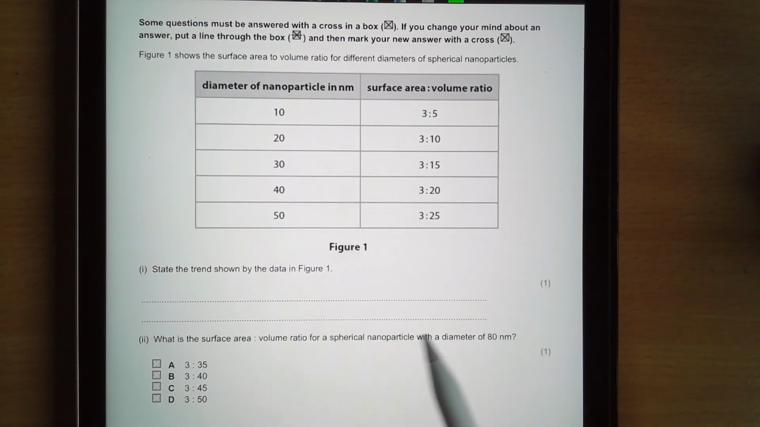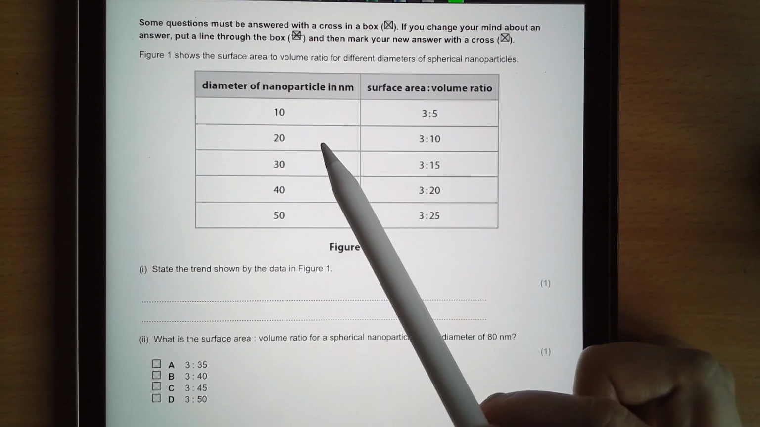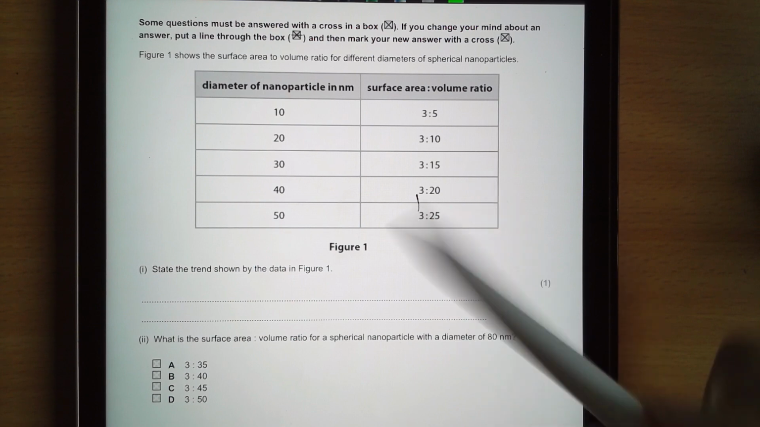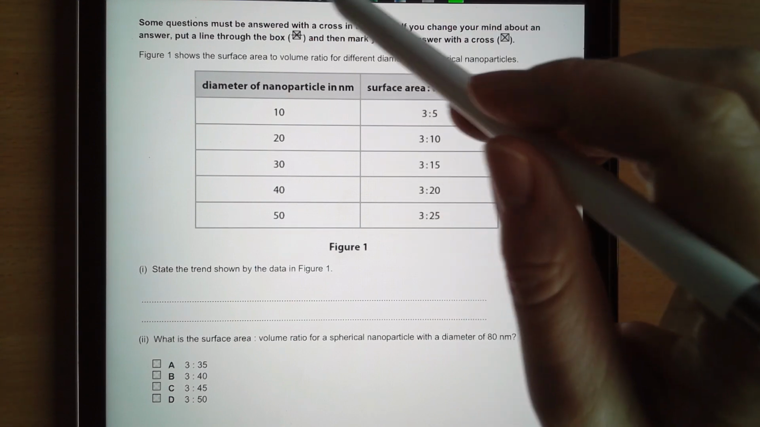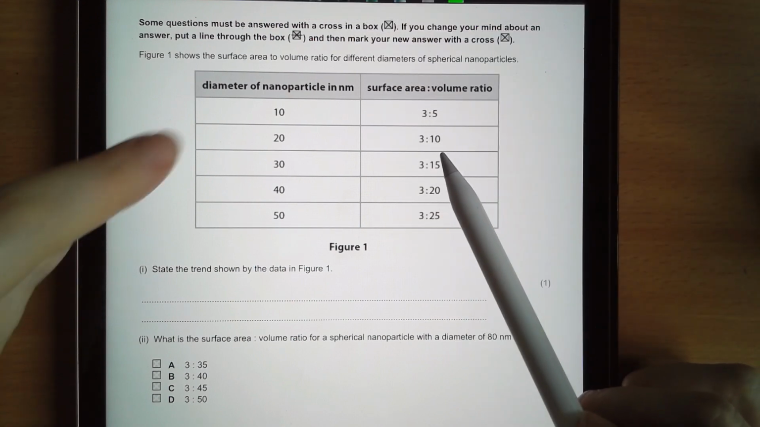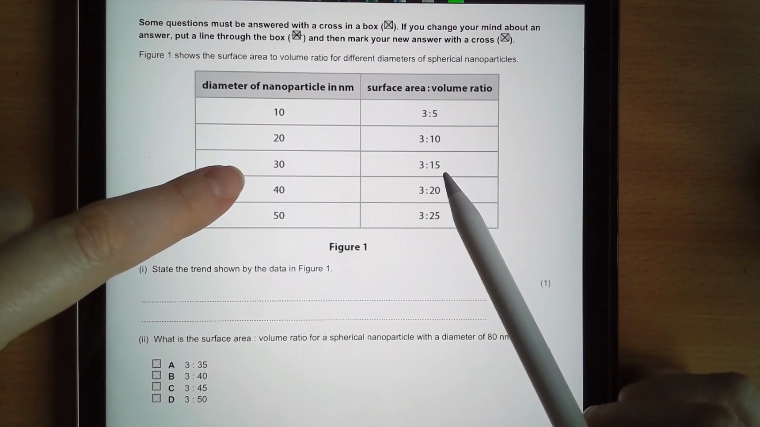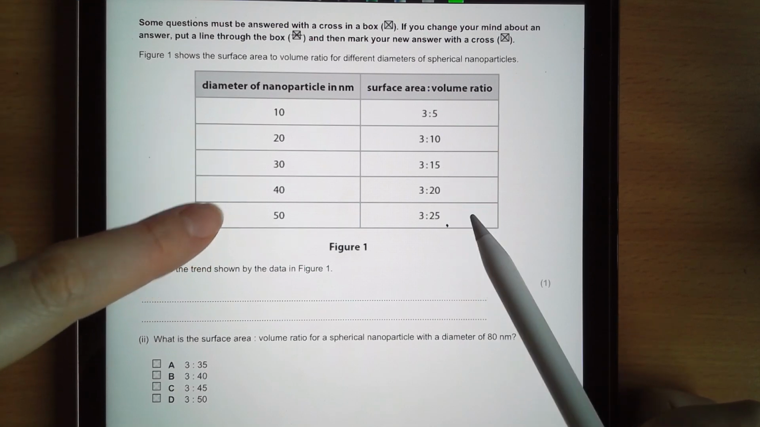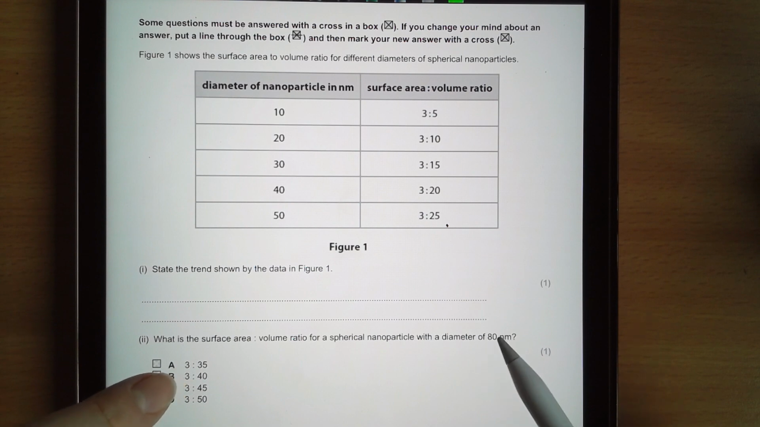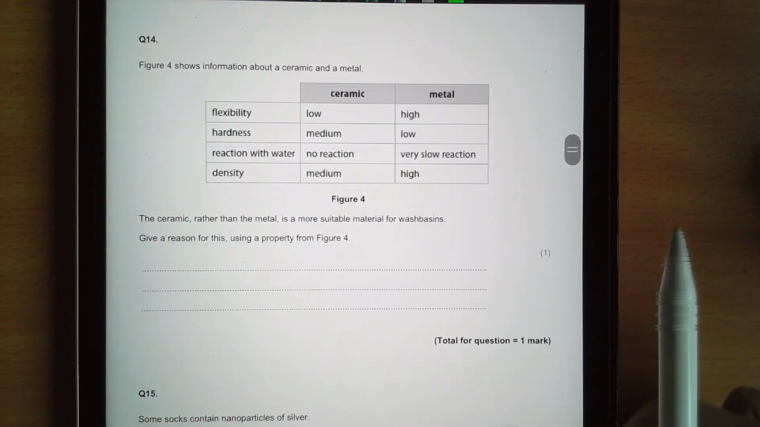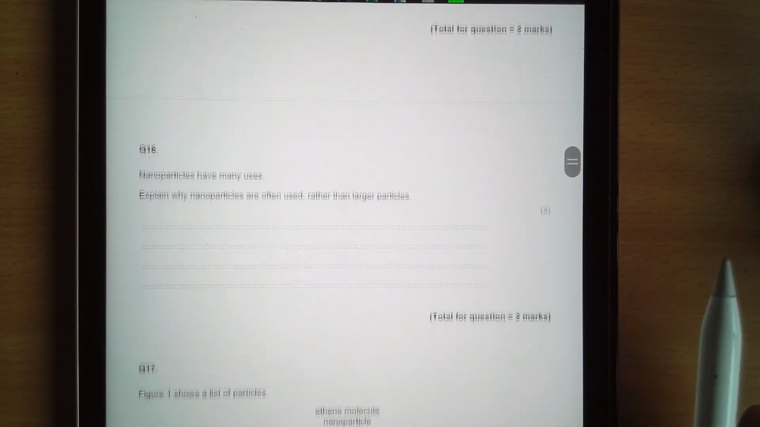And then they ask you to work out what it will be. So you just need to spot the pattern here. If you look, surface area is 3 the whole way down, but you can see that the volume is always half the diameter. So 20 to 10, 30, 15, 40, 20, 50, 25. So if they're telling you that the diameter is 80, it's going to be 340, which is B. And then these, I think, are all straightforward.